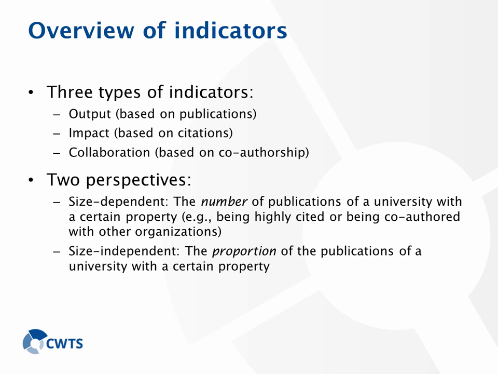In the case of size-dependent indicators, universities with a larger publication output tend to perform better than universities with a smaller publication output. Size-independent indicators have been corrected for the size of the publication output of a university. So when size-independent indicators are used, both larger and smaller universities may perform well. The size-dependent and size-independent perspectives provide complementary information, and it is therefore recommended to users of the Leiden ranking to take into account both perspectives offered by the ranking.